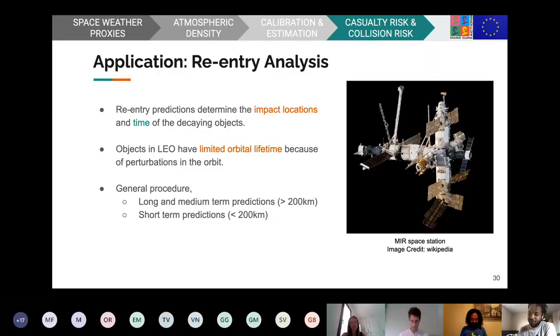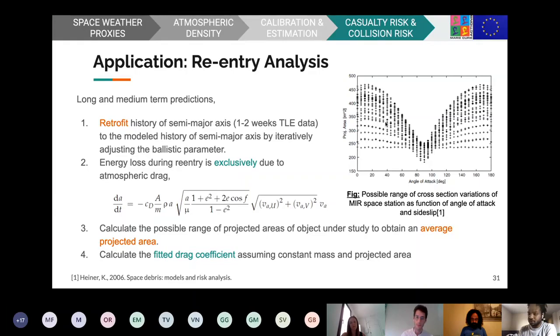Now, re-entry predictions in general come down to long, medium, and short-term predictions, which span over periods of several years to a few hours of the remaining lifetime. Now, to monitor and forecast long to medium term evolution of an object re-entry over relevant periods, we need to integrate the combined time rates of change of singly averaged perturbation equations, taking into account perturbations such as non-spherical gravity potential, dynamic atmosphere, lunisolar gravity perturbations, and solar radiation pressure.